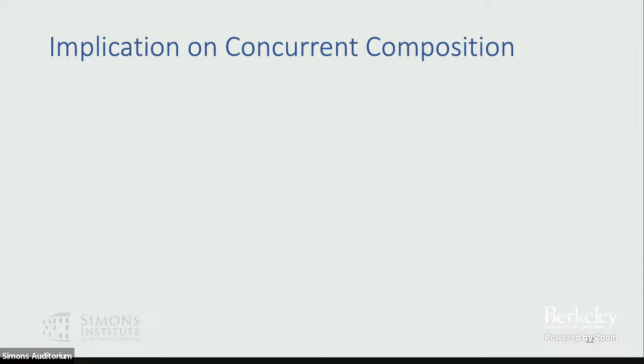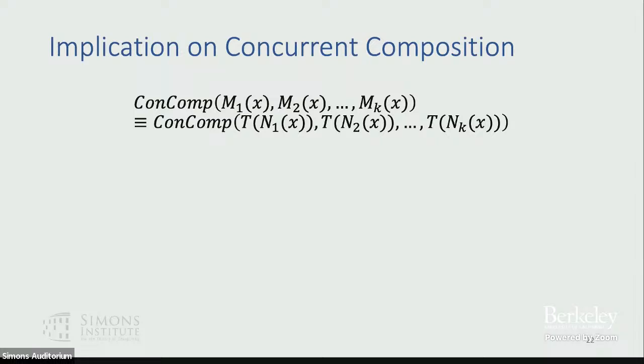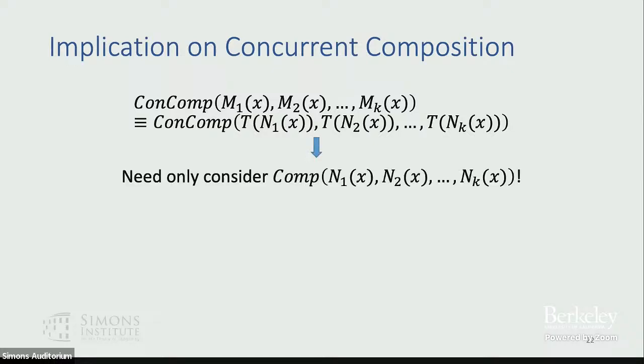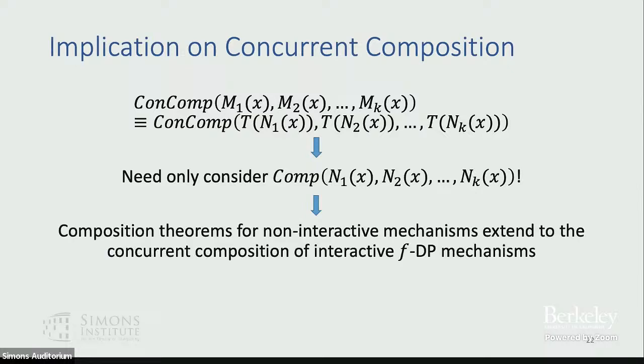And this reduction theorem has a nice implication on the concurrent composition. To analyze the concurrent composition of k interactive mechanisms, it's equivalent to consider the concurrent composition of the post-processings that take the non-interactive mechanisms. Because T does not have any data set as input, we need only consider the composition of these non-interactive mechanisms. As a result, the composition theorems for non-interactive mechanisms extend to the concurrent composition of interactive FDP mechanisms. So we don't have any additional privacy loss in the concurrent setting, and we show that by this reduction theorem. Okay, this is the story for the FDP.